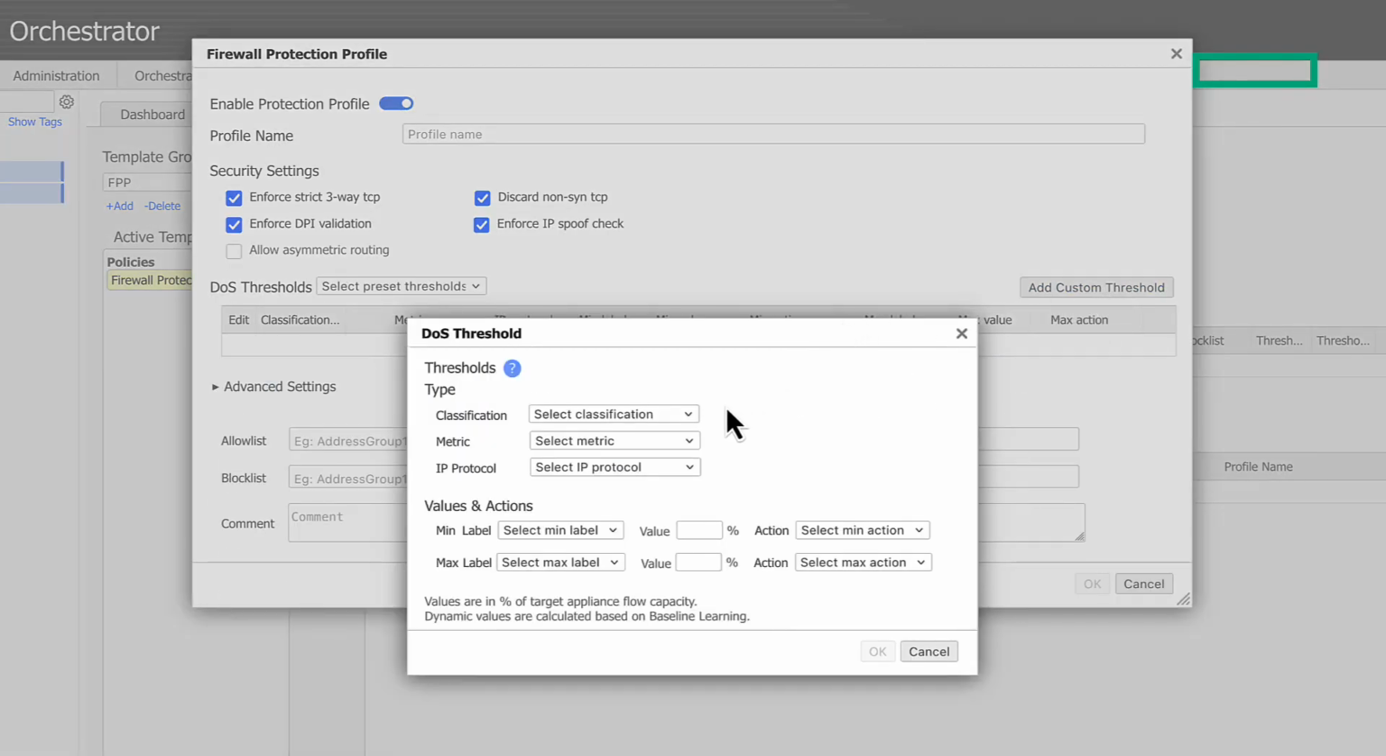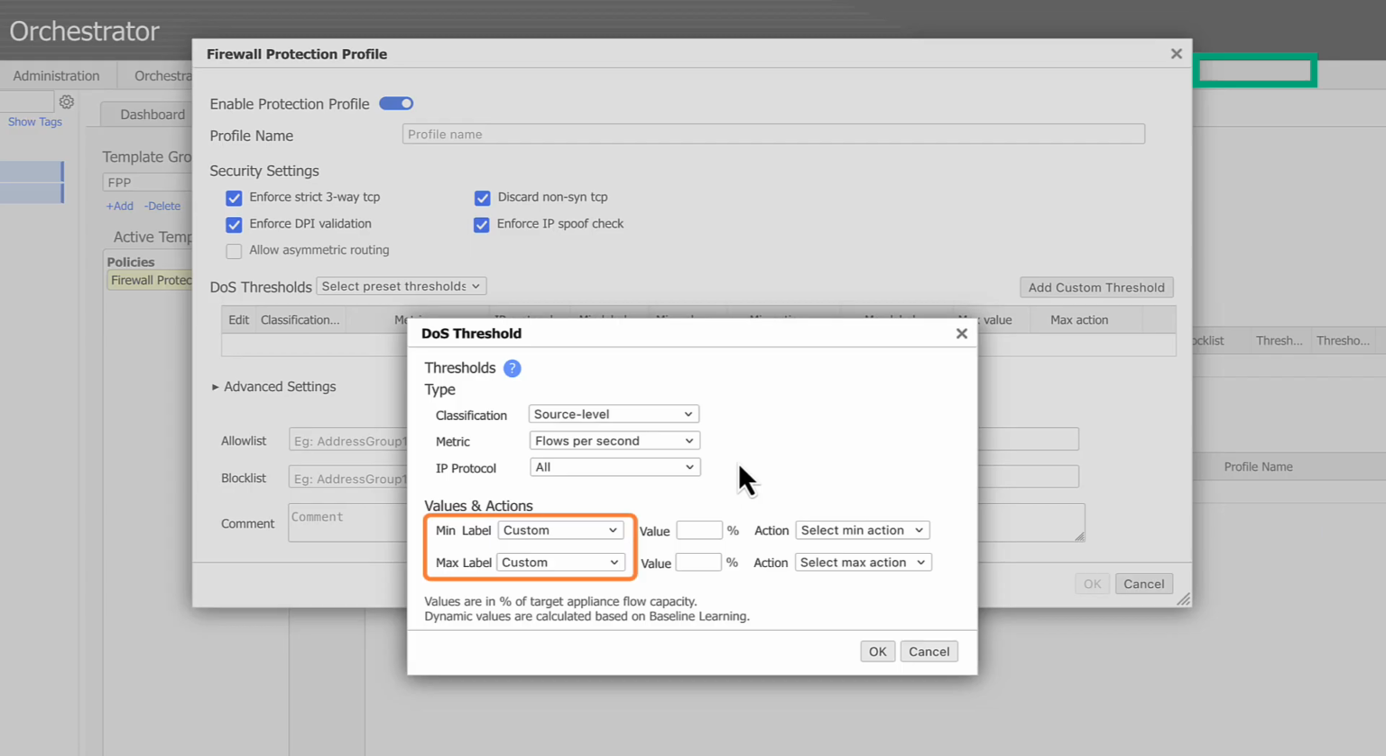For example, if you want to take action based on flows per second, and you're looking to catch a rogue host, you would choose Source Level to measure on a per host basis. And for this same example, you'd probably want to pick All for IP protocol. As soon as you selected the metric, you may have noticed the min and max labels change to custom.